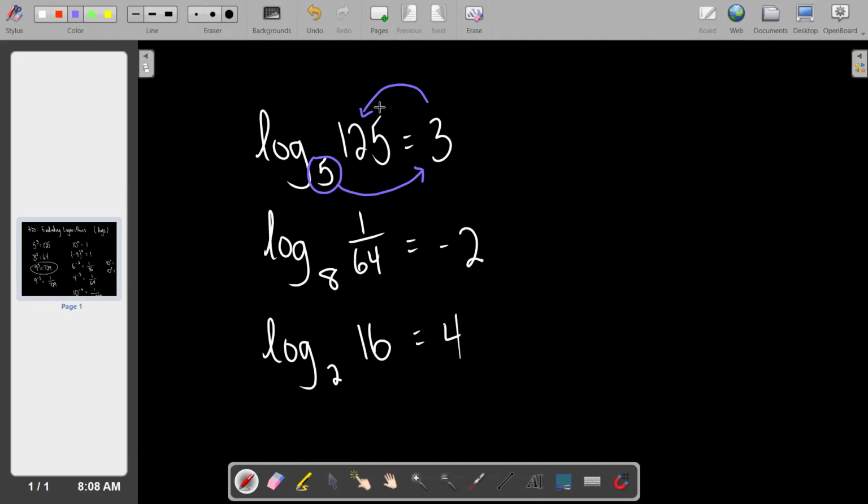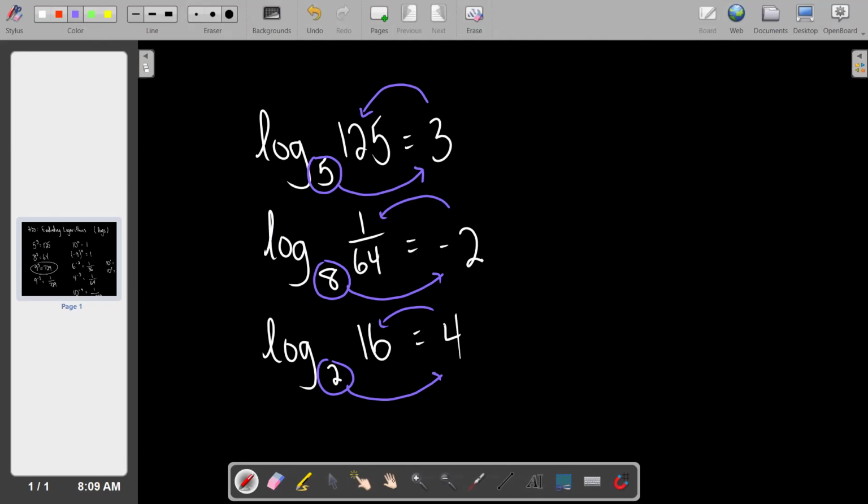But any good mathematician, scientist, whatever, will tell you that if it happens once, it could just be a coincidence, right? Let's see if it happens 4 times in a row, 3 times in a row. Does 8, when raised to the power of negative 2, equal 1/64th? Sure does. Does 2, when raised to the 4th power, equal 16? It sure does, because 2 times 2 times 2 times 2 is 16, right?